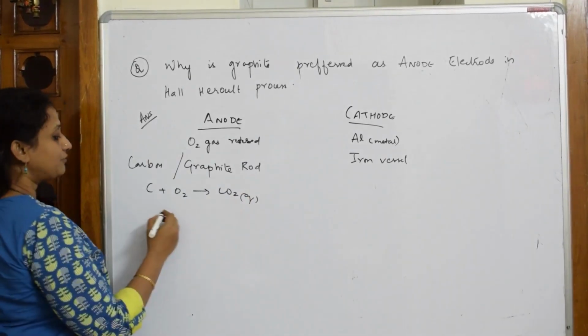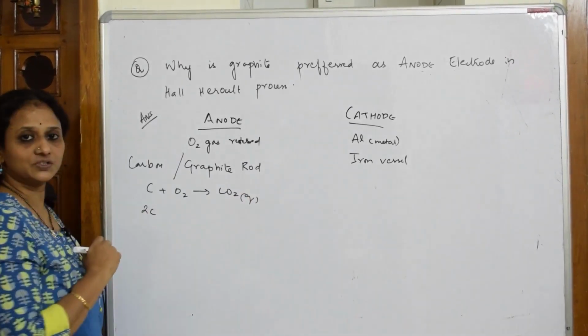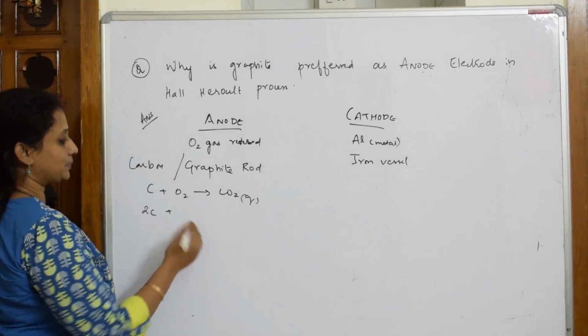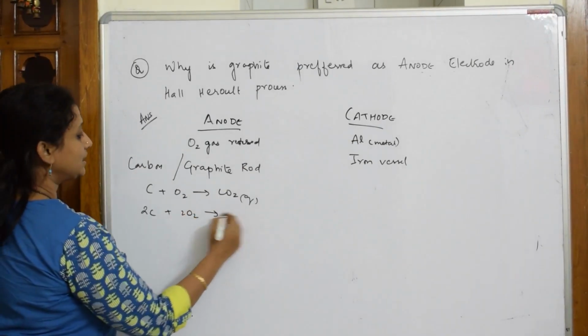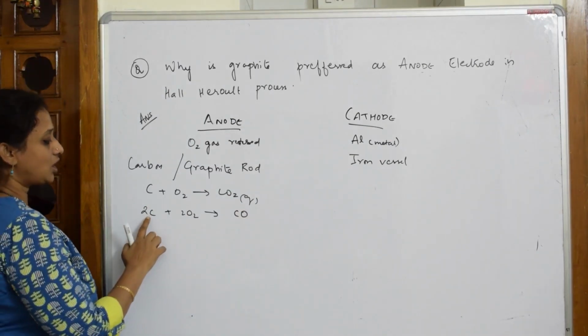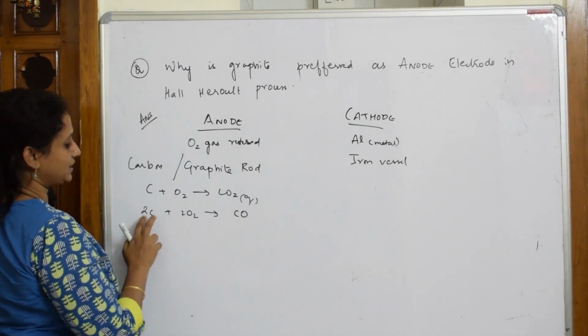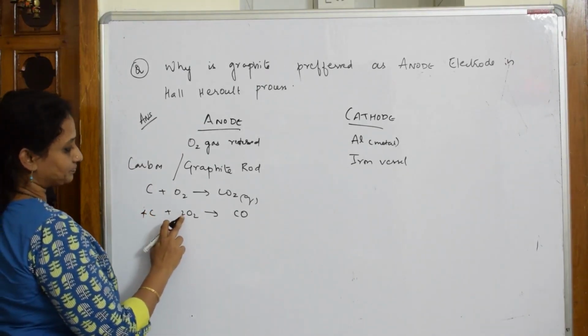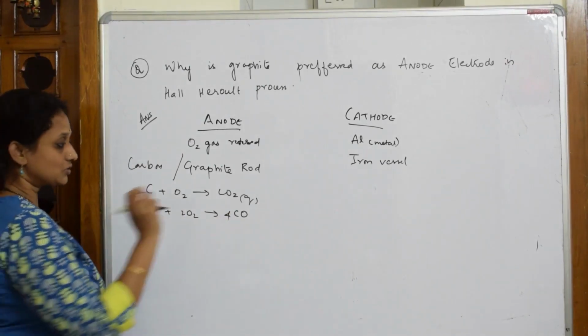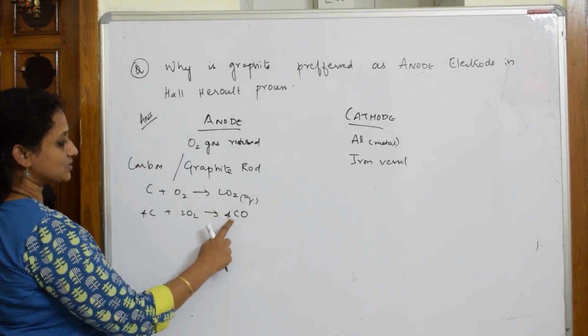And further, suppose I'm taking excess of oxygen. Now what do I get? I get carbon monoxide. So how many are here? 2 twos are 4. If I take excess here also, say 4, let us see whether it is balanced or not: 4 and 4.